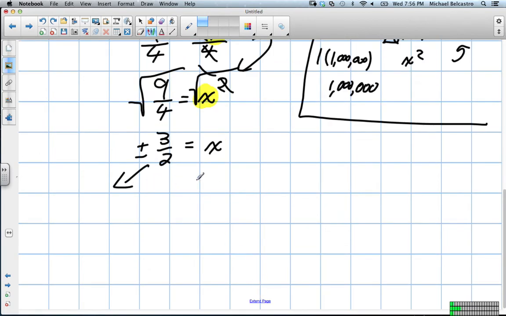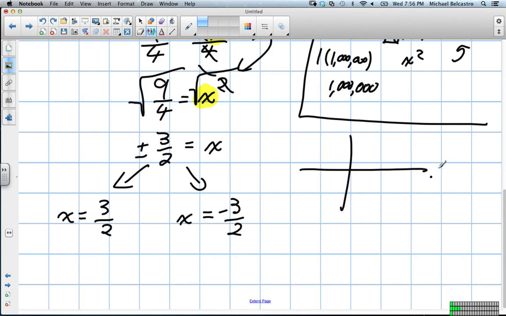Or in other words, remember we talked about splitting. x is either equal to positive 3 over 2, or x is equal to negative 3 over 2. Okay? So with that being said, we have our x and y axis. One of the x-intercepts is at positive 3 over 2 and the other one is at negative 3 over 2.